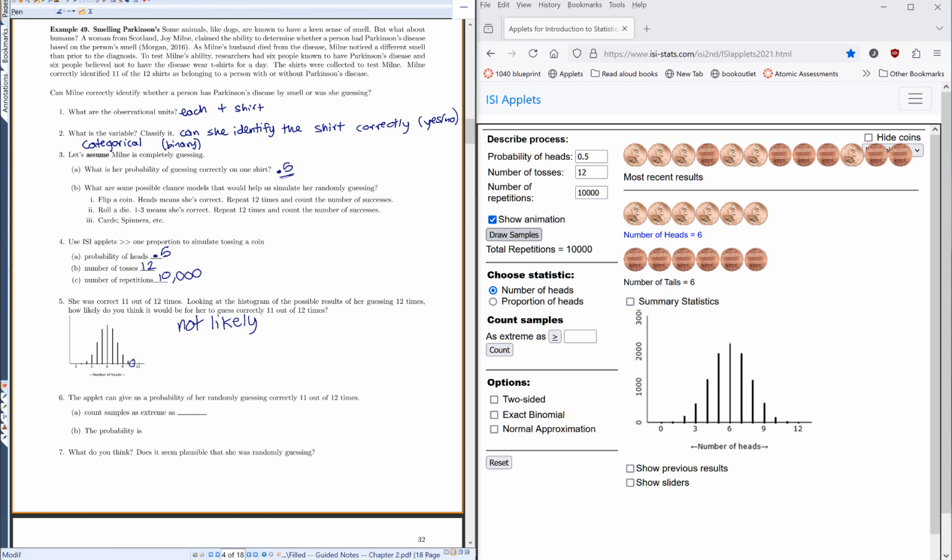And similarly, 12 would be even more unlikely. Okay, but 11 doesn't seem likely at all. Now we can ask the applet to give us the probability of her randomly guessing correctly 11 out of 12 times or more. Because if 11 would have been unlikely for us, then 12 would be even more unlikely. So we're going to ask it to count examples as extreme as, greater than or equal to 11. So that will count for the 11 and the 12.